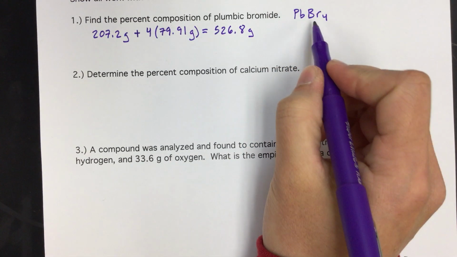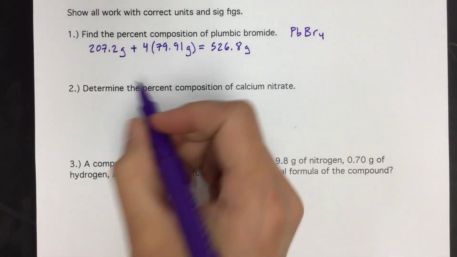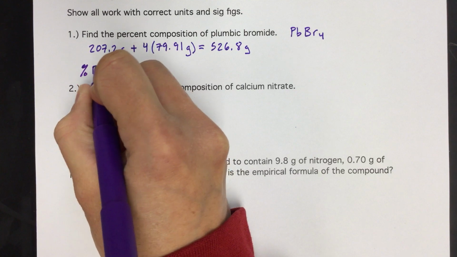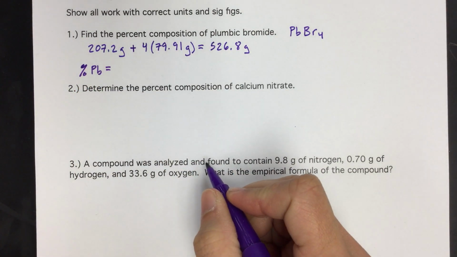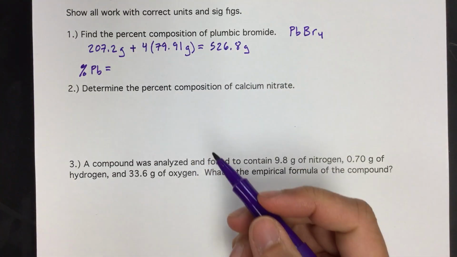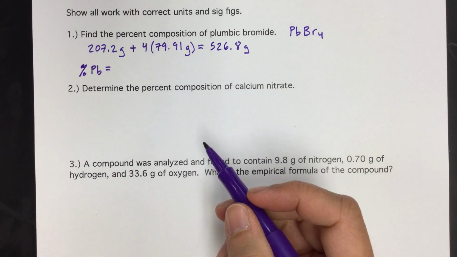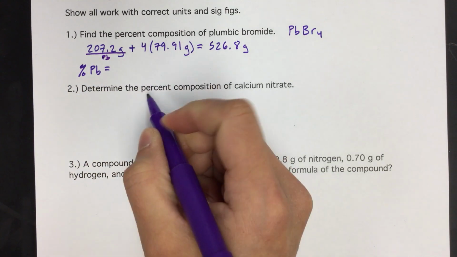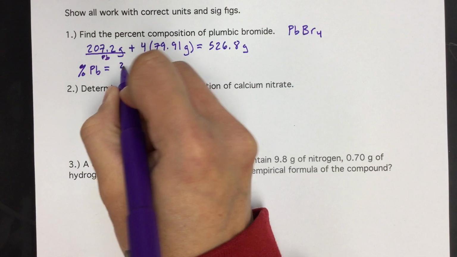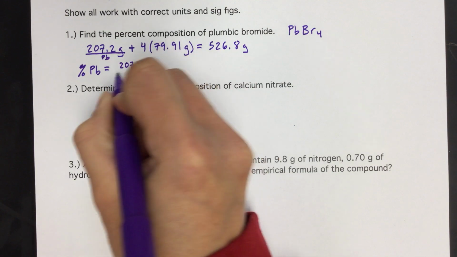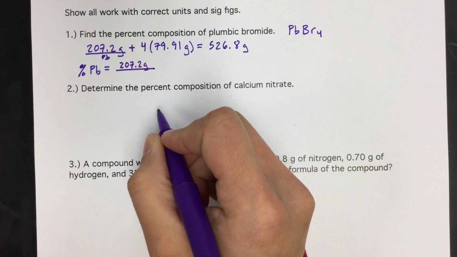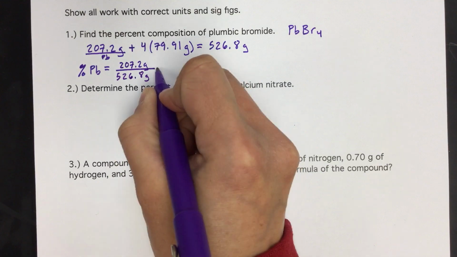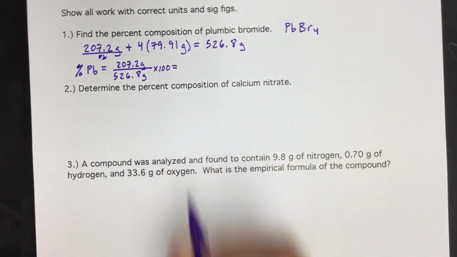Since we have 2 different elements, we're going to have to do 2 different calculations. So first, I'm going to start out with calculating the percentage of lead. If I want to figure out how much of this mass is lead, then I'm going to take the part of it that was from lead, which is this part here. This is lead, so that's going to go on the top of my fraction. And on the bottom, it's the total mass of the compound, 526.8 grams. I want to multiply this by 100 to turn it into a percentage.